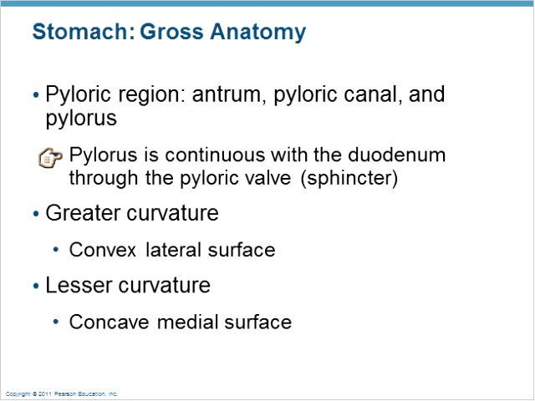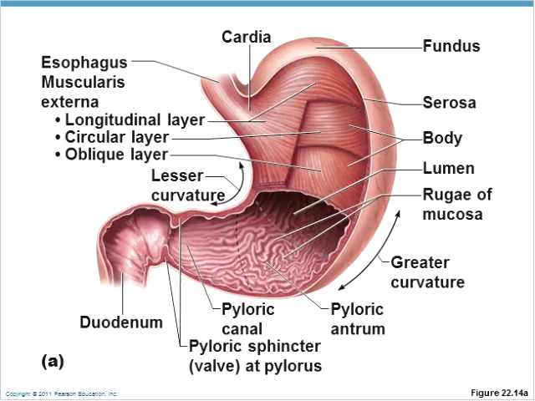So the pylorus actually is the last part of the stomach that attaches to the duodenum, and there's a valve that separates the two of them called the pyloric valve. It has a greater and lesser curvature. The greater curvature is the outside surface of the stomach. The lesser curvature is the inside surface of the stomach.